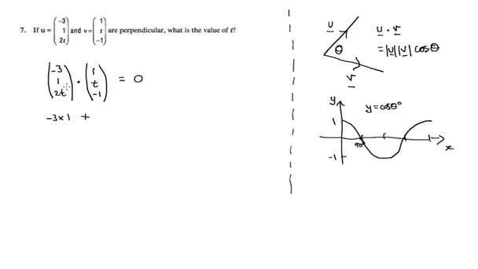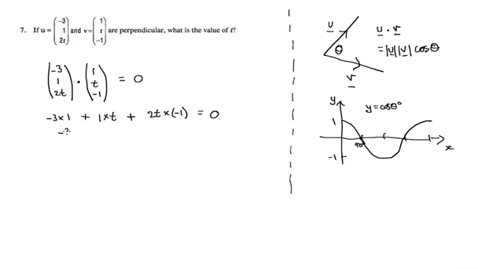Then we add what we get when we multiply the two y components, that's 1 times t, plus what we get when we multiply the two z components, that's 2t times minus 1. And we know all that comes to 0. So that's just the dot product of two vectors: if you know the components, multiply across and add the results.